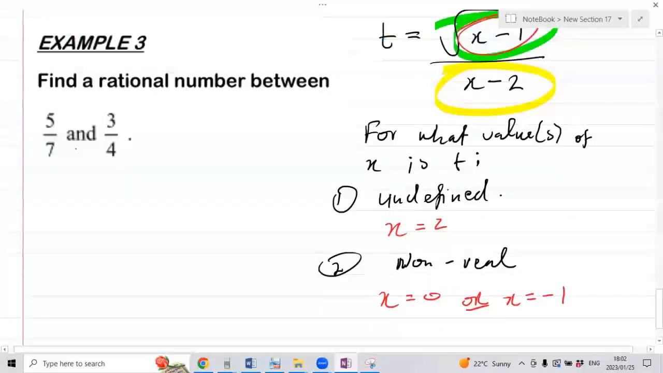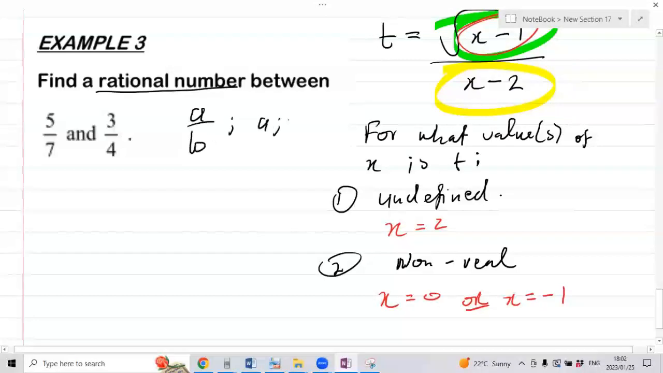Here, we have 5 over 7 and 3 over 4. We want to find a rational number between 5 over 7 and 3 over 4. Now remember, a rational number is any number that can be expressed in the form a over b, where a and b are both integers, but b cannot equal 0. That's an example of a rational number, Q.